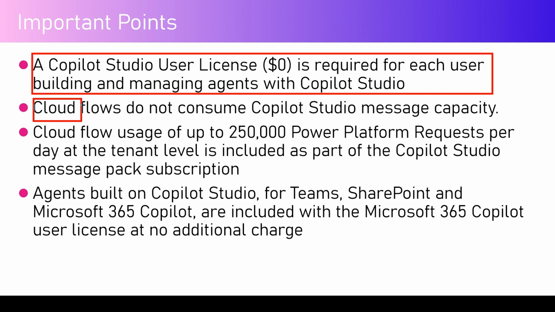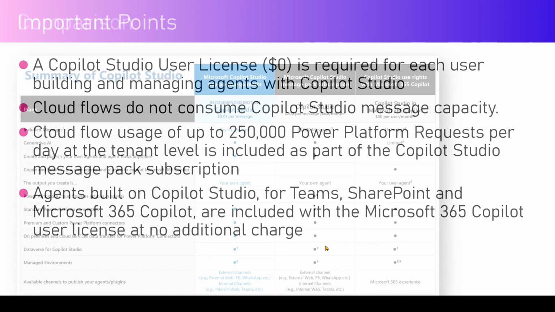Cloud flow usage up to 250,000 Power Platform requests per day at the tenant level is included as a part of the Copilot Studio Message Pack. So if you're using tools, and tools use Power Automate flows, then that consumption is not considered as a part of the message capacity. Now, agents built on Copilot Studio for Teams, SharePoint, and M365, which we have seen in the previous slide decks, are all included with the M365 Copilot user license at no additional charge.